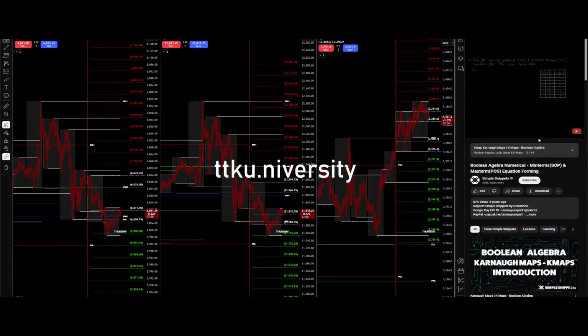Okay, so here's the question. Find the sum of products, that is SOP or min terms, and product of sum POS or max term equations from the given truth table. So we've been provided with a truth table with the variables A, B and C, that is three variables, and we have given the output as follows, and we need to calculate the equations for SOP and POS.